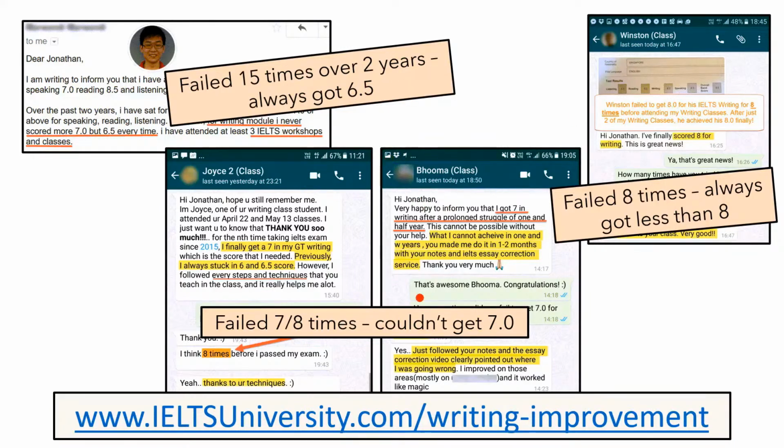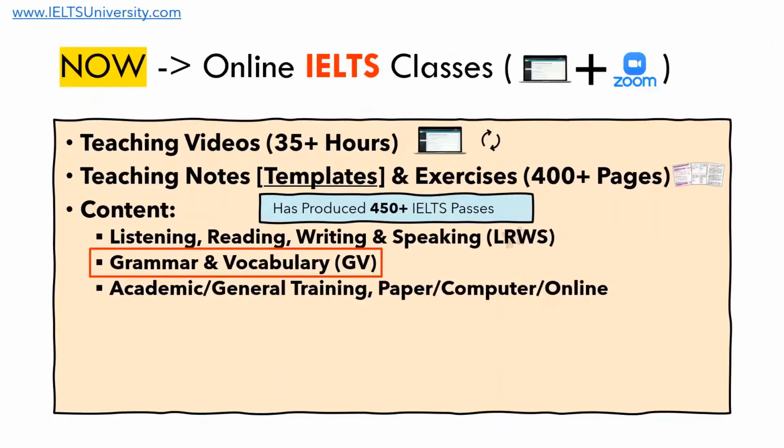Joyce, Boomer, Winston, they failed 7 to 8 times. They always got less than what they were required by 0.5. Okay, these 2 got 6.5 while they needed 7. And Winston got 7.5 while he needed 8. So anyway, they failed many times, and then they came to my class. Then after that, they passed finally.